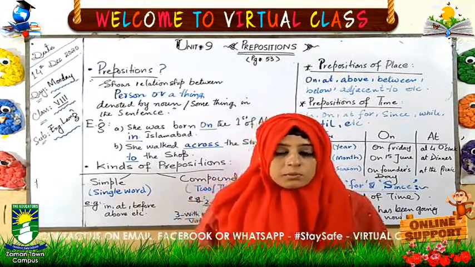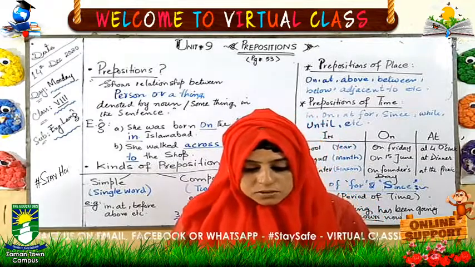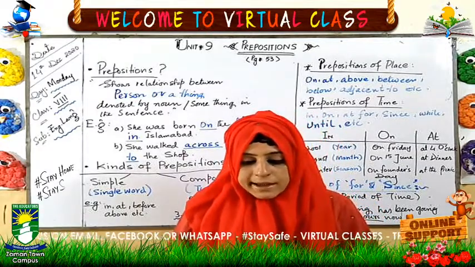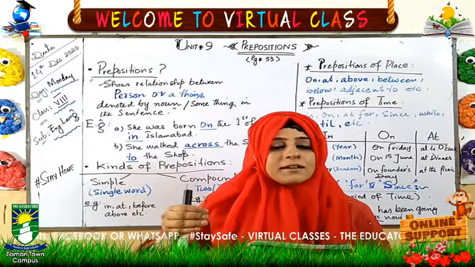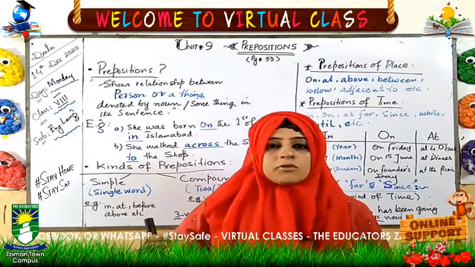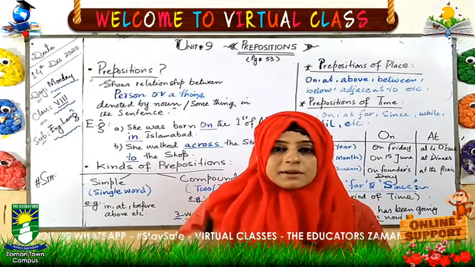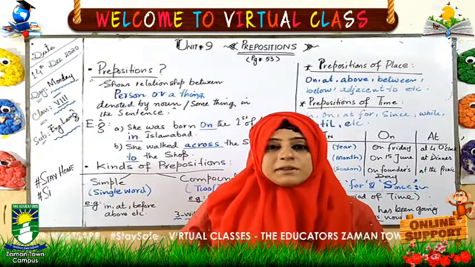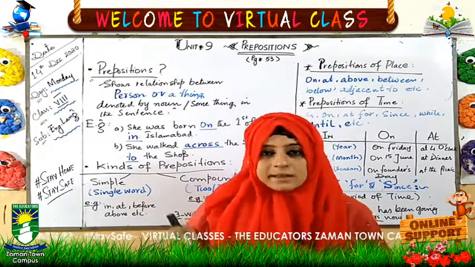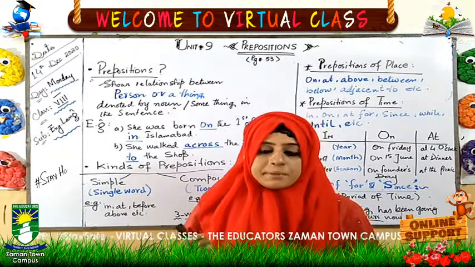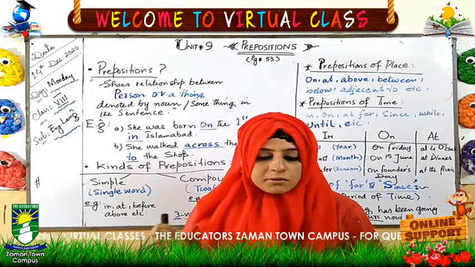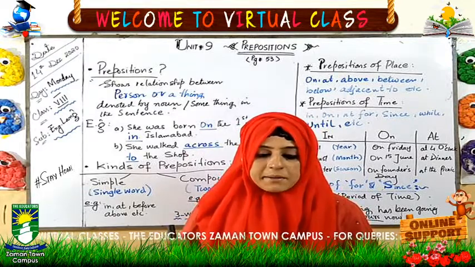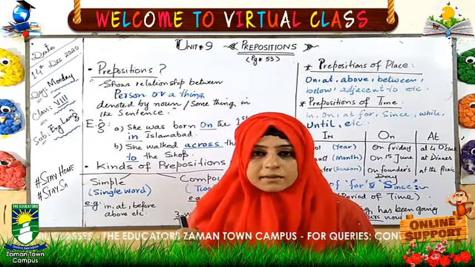Then number third, we have customers crowded dash the counter. Above the counter or near the counter? It would be near the counter, because the customers cannot have a place over the counter. So near the counter will be the right preposition for this. Now number fourth is the coin rolled dash the table. Rolled off the table, right?